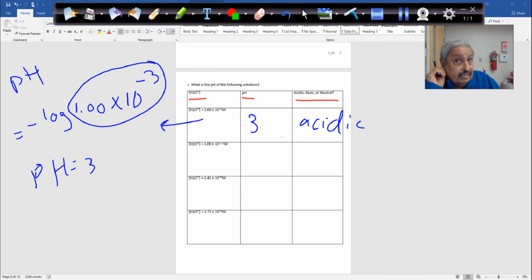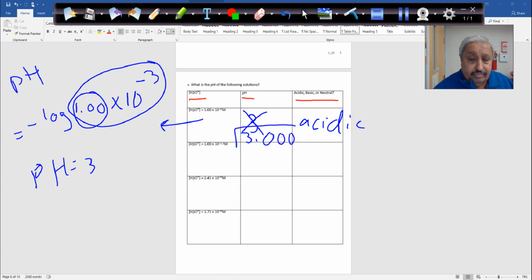Now, let me tell you about this. Your instructor in the lecture will cover it. Since we have how many sig figs here? 3 sig figs. So the value after the decimal, you don't care about the whole number at the beginning. But the digits after the decimal, you have to have 3 significant figures. You have to have 3 digits after the decimal. This value is not correct. It has to be 3.000. That's the pH.